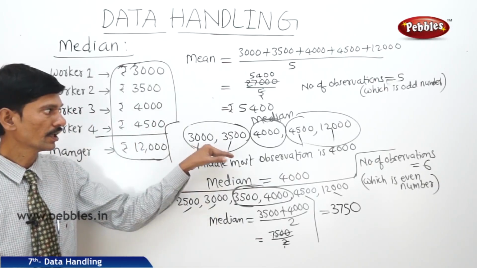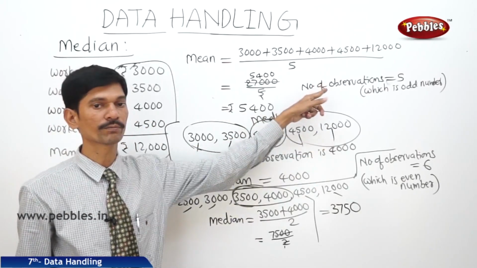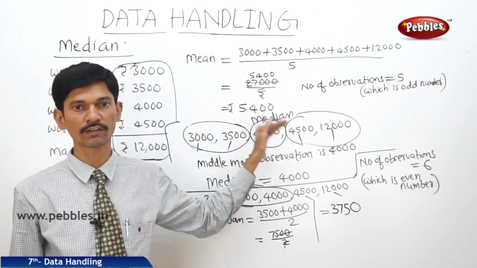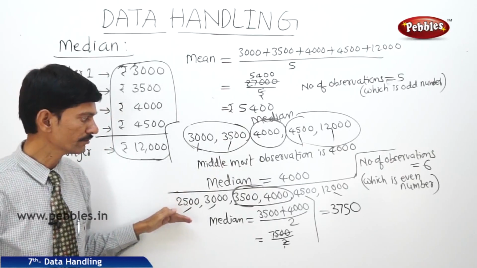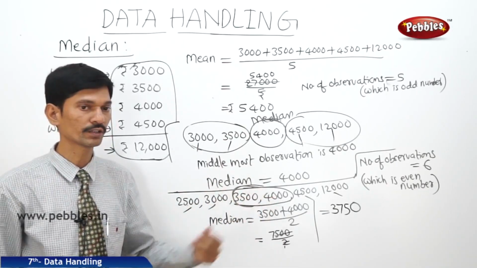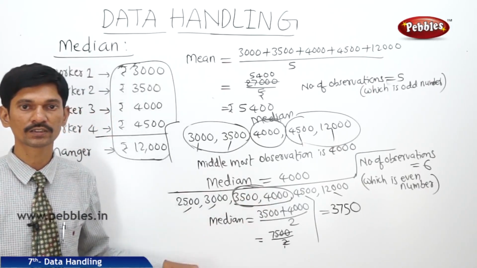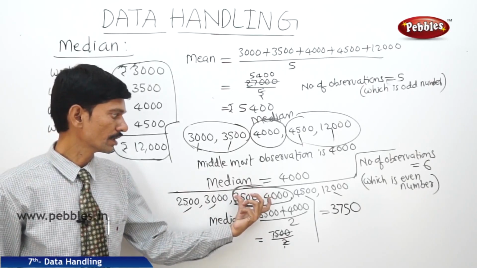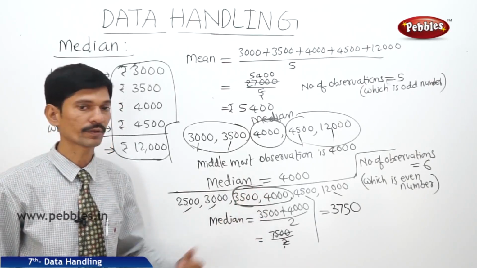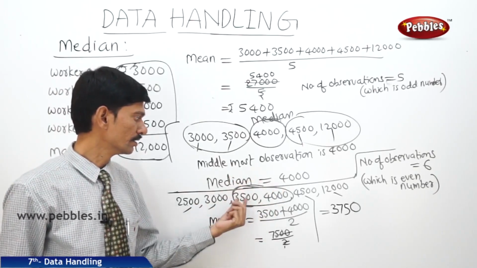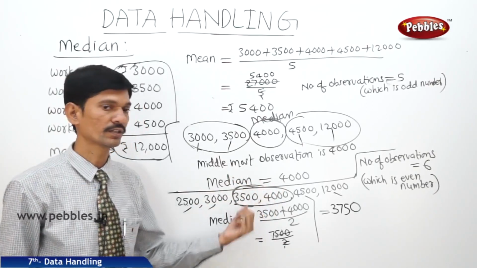So when you have an odd number of observations, then there will be only one middlemost value, that is called the median of the data. And when the number of observations is even, then there will be two middlemost values. The median is nothing but their average. So the median of the observations with an even number of observations is the average of the two middlemost values.